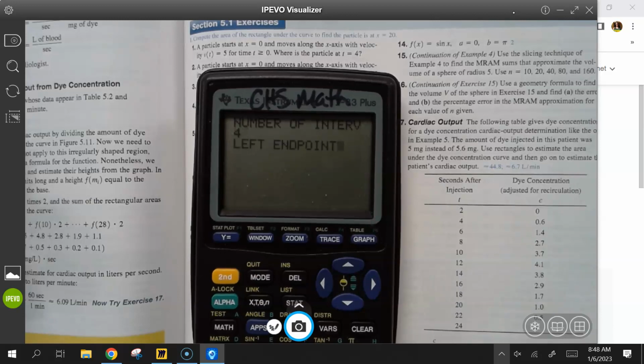Left endpoint. Remember it said we wanted the area under the curve from what to what? 0 to 4. So left endpoint is going to be 0. Right endpoint is going to be 4. And all of a sudden, it's going to calculate the left RAM, the right RAM, and the midpoint RAM for me. Isn't that cool?